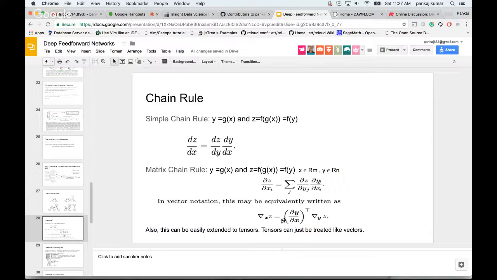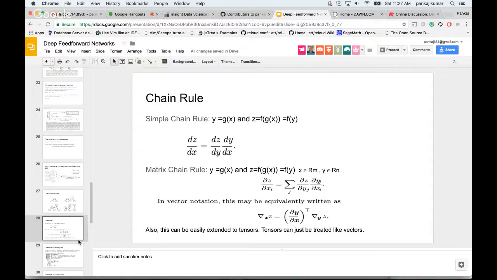And this gets used pretty extensively. Also, the book says that the same thing that we are doing with respect to vectors can also be extended to tensors. Tensors are multidimensional arrays, so you can treat them like regular vectors, and the same rules that apply to vectors can be applied to tensors as well.